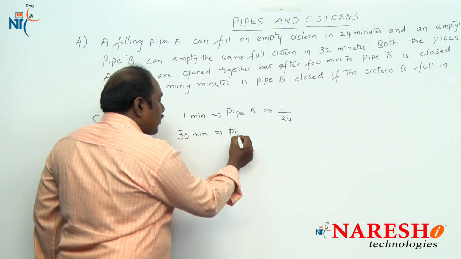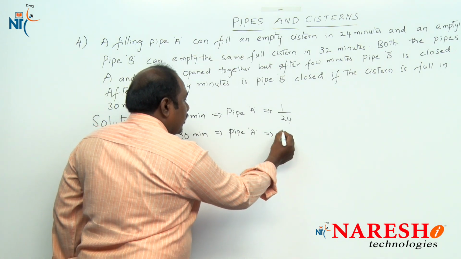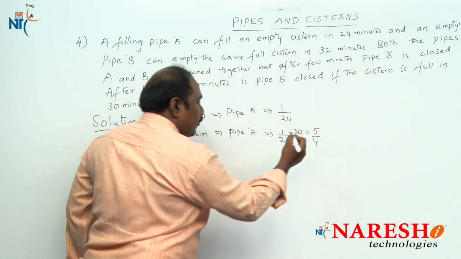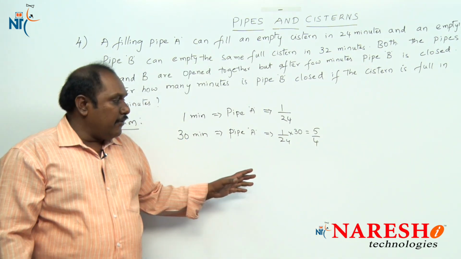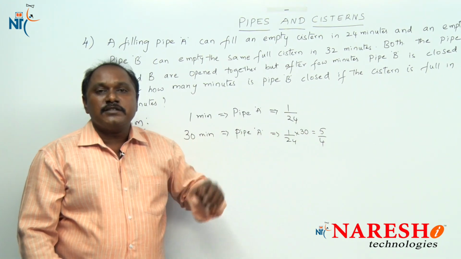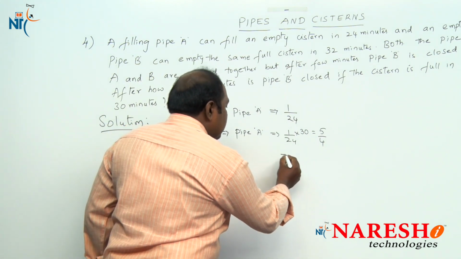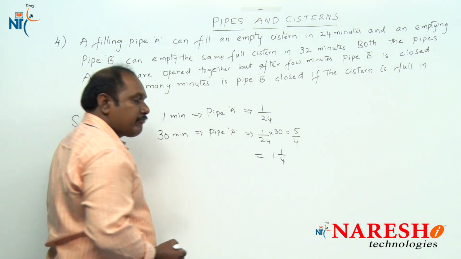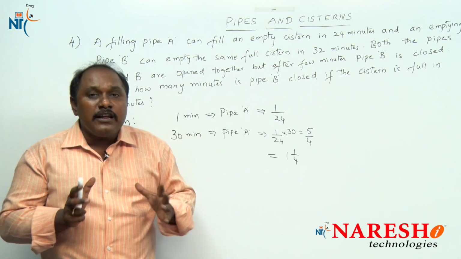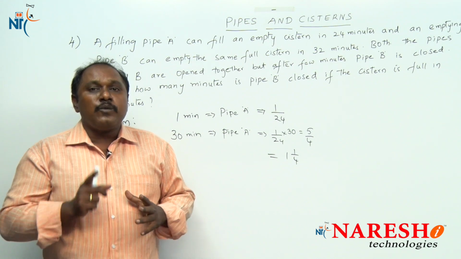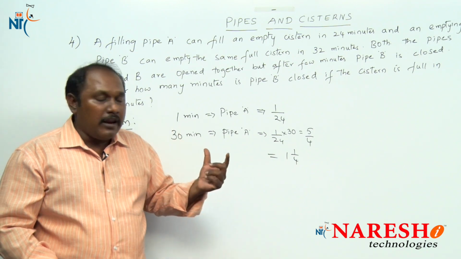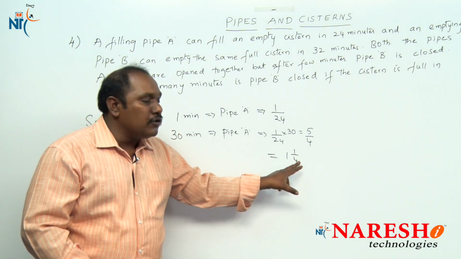In 30 minutes, pipe A should fill 1/24 into 30, which is 5/4. So if you open pipe A for all 30 minutes, in that 30 minutes, it fills 5/4 of the cistern. Now this 5/4 is nothing but 1 and 1/4. But if you look into the question, in 30 minutes the cistern is full, that is one tank is full. But if pipe A is opened for all 30 minutes, it should fill one tank plus another 1/4 tank extra.